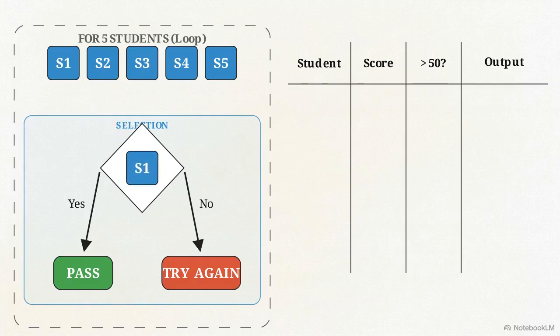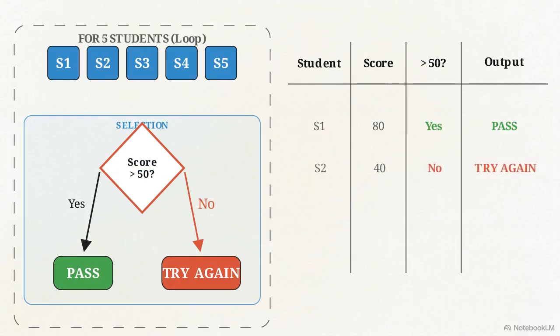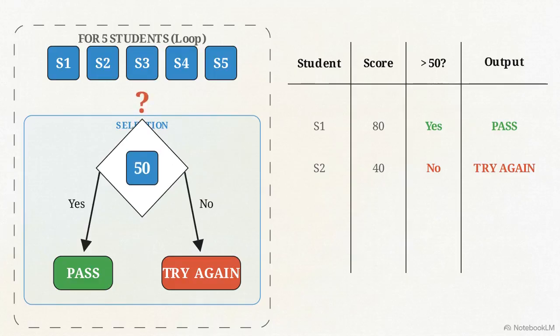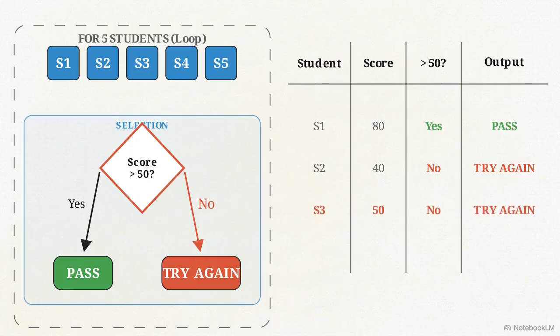We can track this using a trace table. Student 1 scores an 80. This triggers the greater than 50 condition, and the system outputs pass. The loop cycles to the next pass. Student 2 scores a 40. The condition fails, outputting try again. Now, what happens on pass 3 if student 3 scores exactly 50? 50 is not greater than 50. The condition is false, so the student receives a try again.